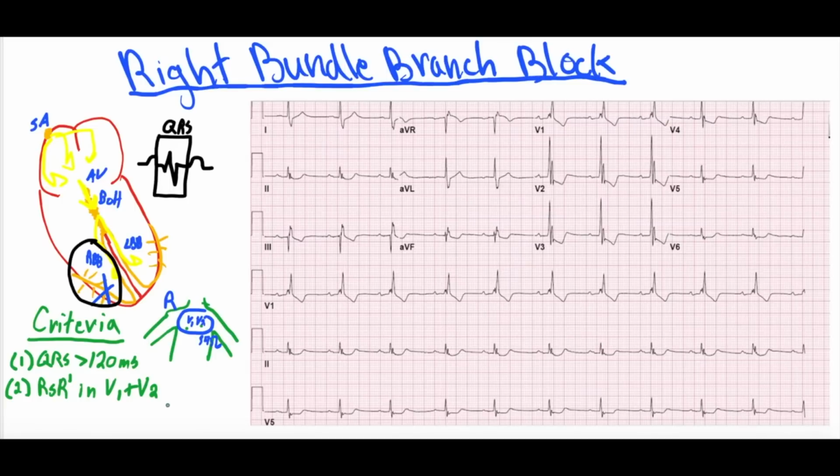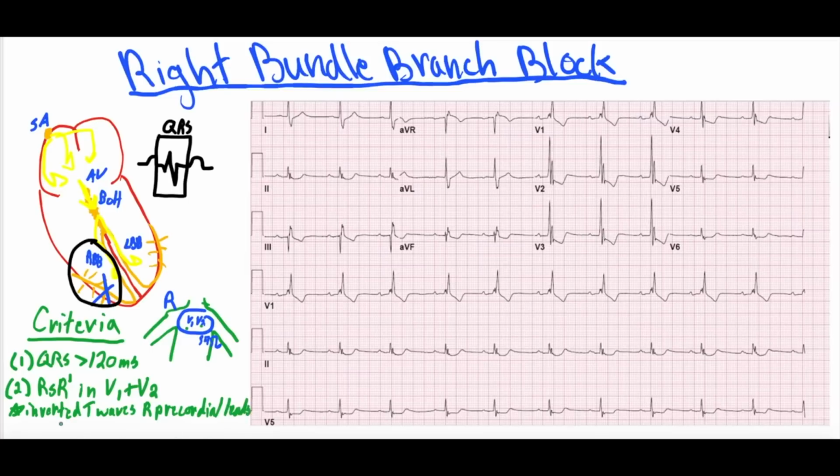What else? Those are the two main criteria. Now just a couple shout-outs here. First shout-out is that T waves are going to be discordant to the terminal QRS, which means you're going to have inverted T waves in the right-sided precordial leads. So I'll write this out here: you're going to have inverted T waves in the right precordial leads. Okay, good.